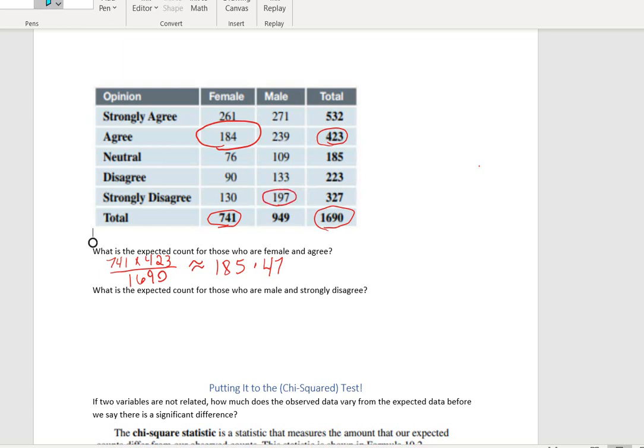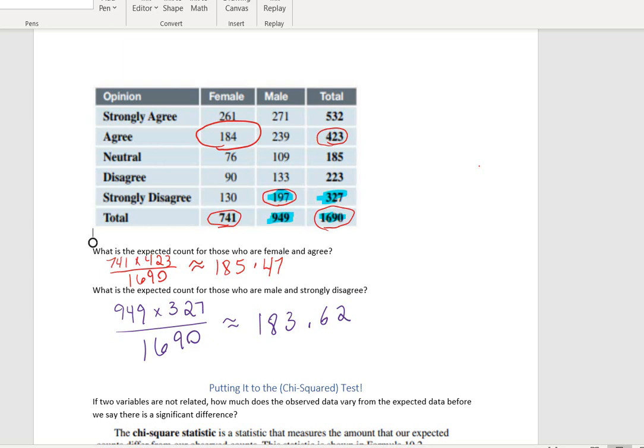Now let's find the expected count for those who are male and strongly disagree. So I'll do this in a different color. If we're doing males that strongly disagree, remember we're going to take the column total times the row total and divide it by the grand total. So that is going to be 949 times 327 divided by 1690, which is going to give us about 183.62.